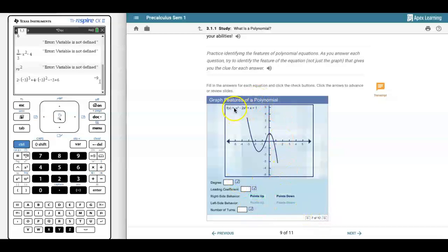All right, now I have a negative x cubed. So my degree is 3. My leading coefficient is a -1. The right side of my graph is pointing down. The left side is pointing up, and I still have 2 turns in my graph.